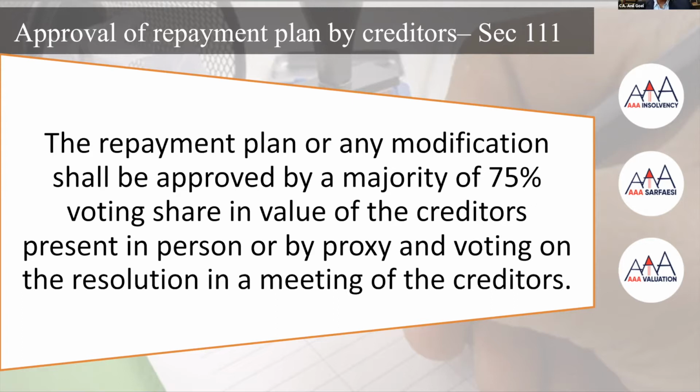Total voting share is 100. Out of the 100, only 80 attended the meeting, and out of the 80, only 70 voted on the resolution plan, and the others did not vote. Voting, saying yes, no, or abstain, is also considered voting. But if a person is not participating in the vote, then 70 would be considered as the total, and 75% of 70 would be the requirement for approval of the repayment plan.